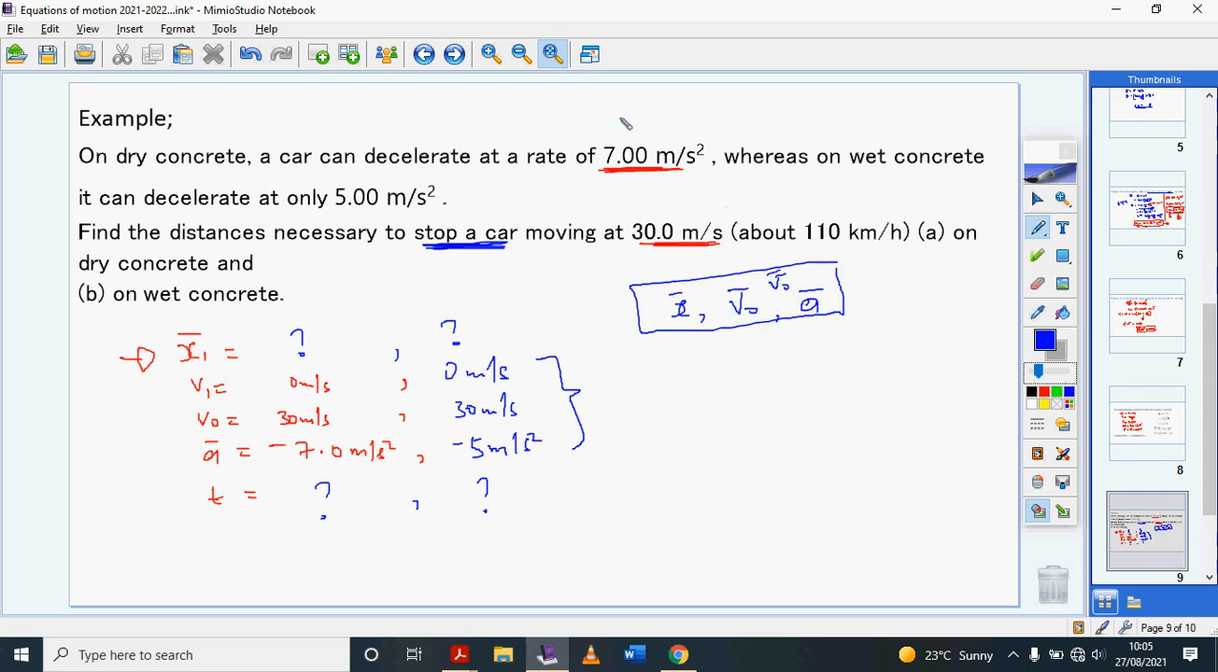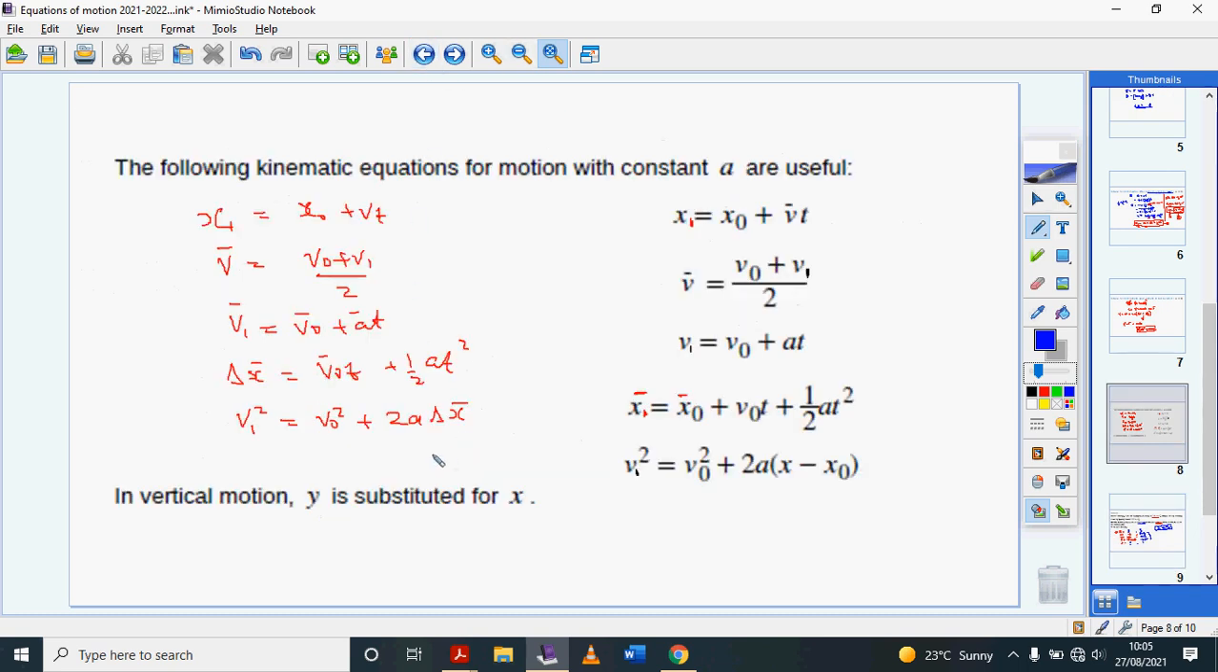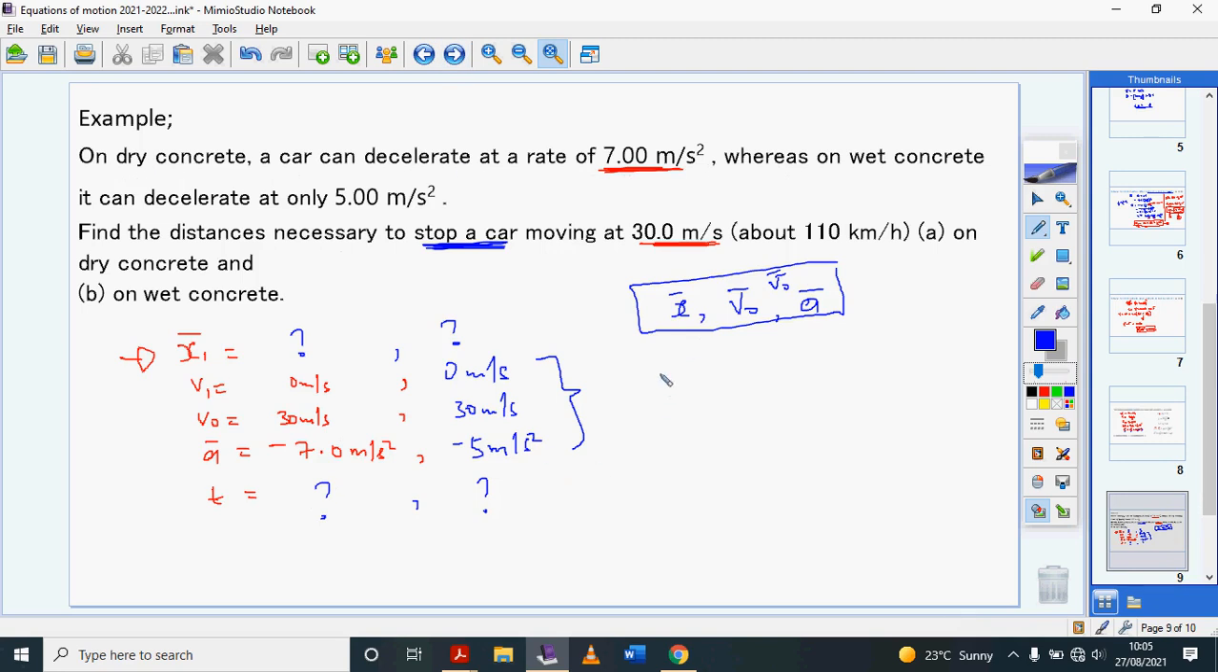When I look at my list of equations, the equation that has all of those quantities, displacement, check, acceleration, check, initial velocity, final velocity, check. So I'm going to be using that equation, v1 squared is equal to v0 squared plus 2 times a times change in displacement. I'll start solving for the dry concrete, which is red.